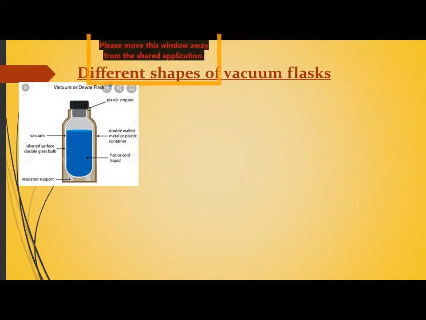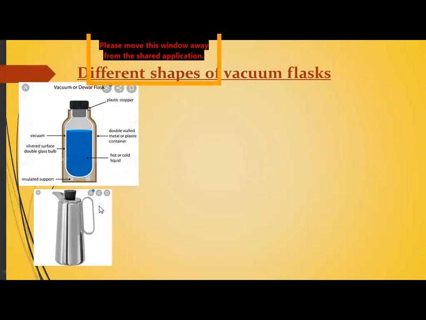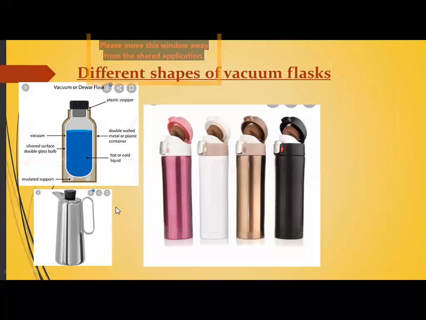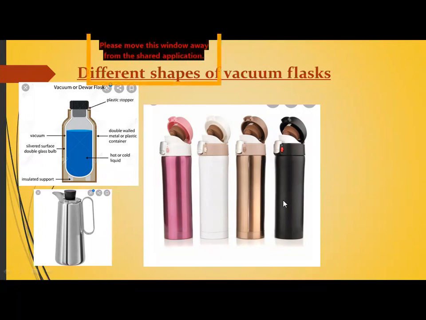Now come towards the second type of thermos. You can see here, and you usually observe this sort of structure in your houses. So this is another example or another shape of thermos flask or vacuum flask. You can see here these bottles, these are so common to you all. Usually you bring water from your homes in such a flask. These are also called bottle flasks. They are in the shape of a bottle, and they have the same structure as the other bottle flask. So this is another shape of vacuum flask.